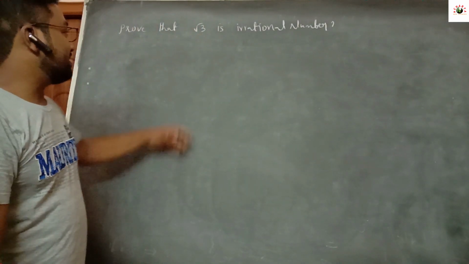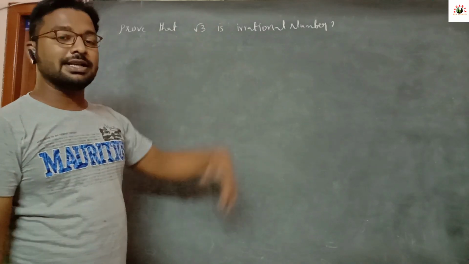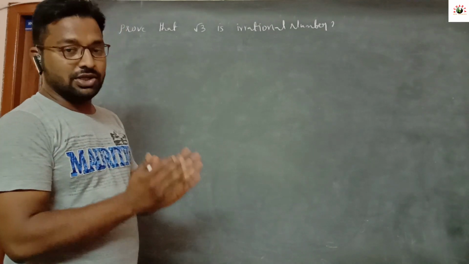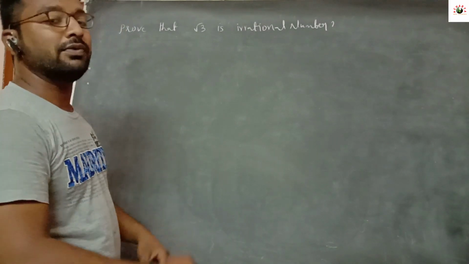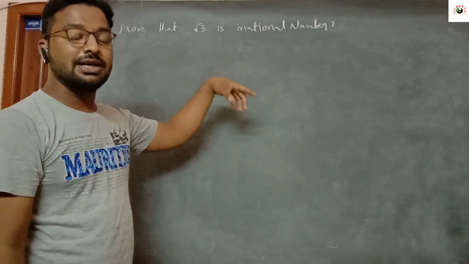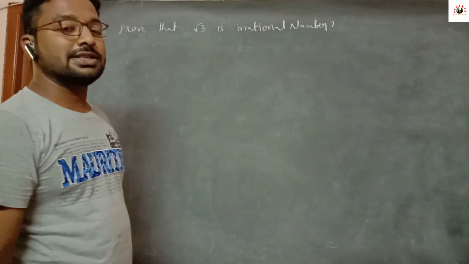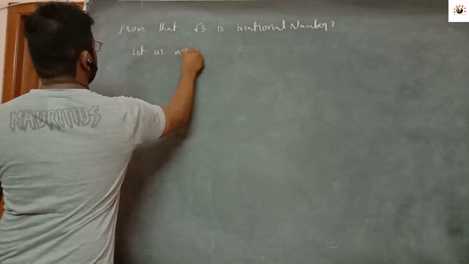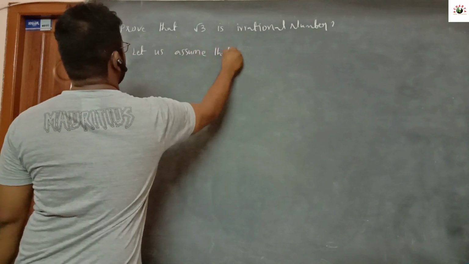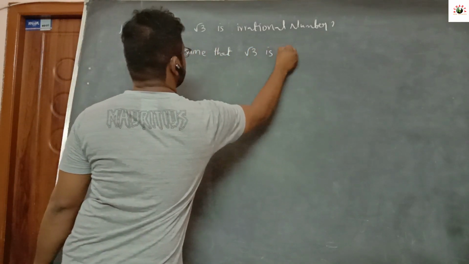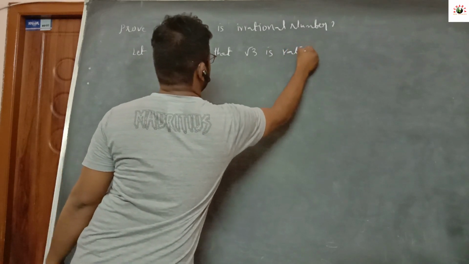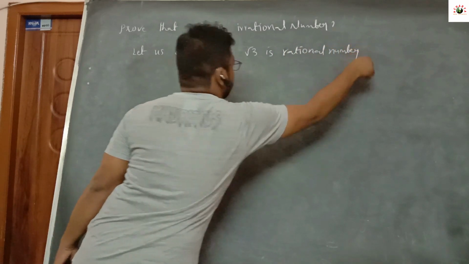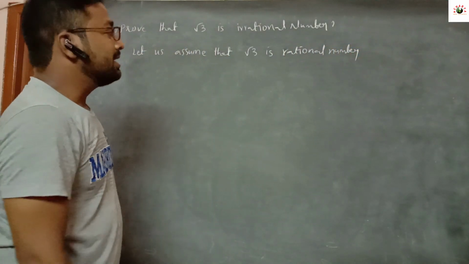In previous classes we already know root 3 is an irrational number, but we have to prove it. How can we prove it? Let us assume that root 3 is a rational number. So the first step is, let us assume that root 3 is a rational number.